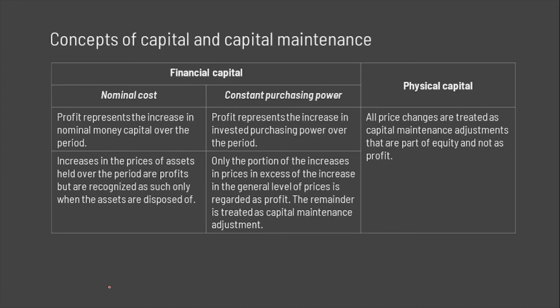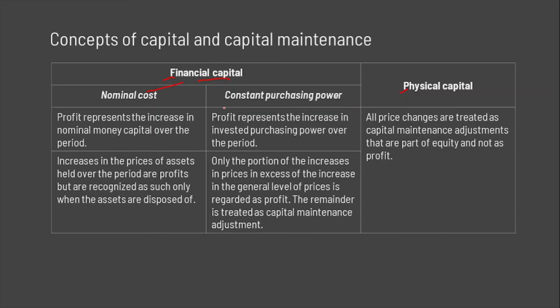The main difference between the two concepts of capital maintenance is the treatment of the effects of changes in the prices of assets and liabilities. This is summarized below. So first, you have your financial capital, as well as your physical capital. Under your financial capital, you can break it down into two, your nominal cost and your constant purchasing power. Let's first discuss the nominal cost. Under nominal cost, profit represents the increase in nominal money capital over the period. Also, increases in the prices of assets held over the period, also called holding gains, are conceptually profits but are recognized as such only when the assets are disposed of.